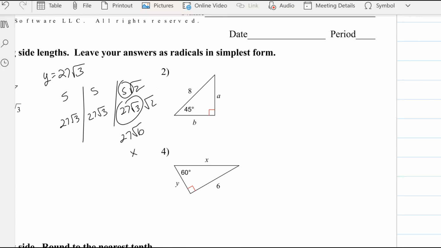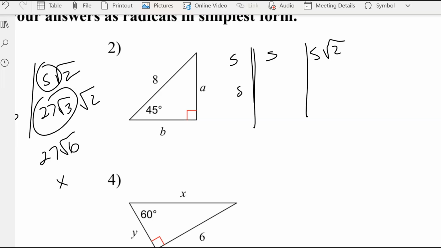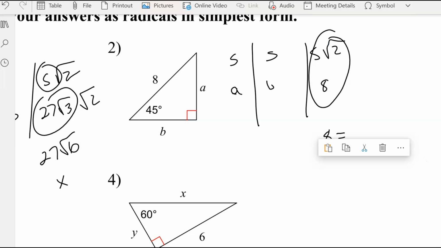Okay, or you might be given something like this where they give you the hypotenuse. Well, remember the formula is s radical 2. This is 8, this is 8, oops, my bad. This is 8, and we need to solve for a and b. Well, that means that this over here, 8, is equal to s radical 2.